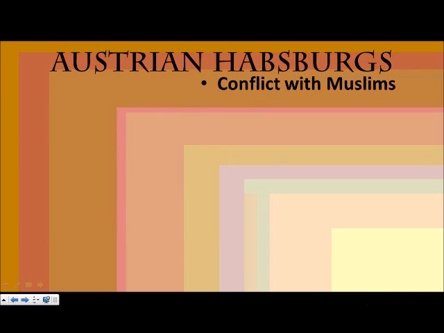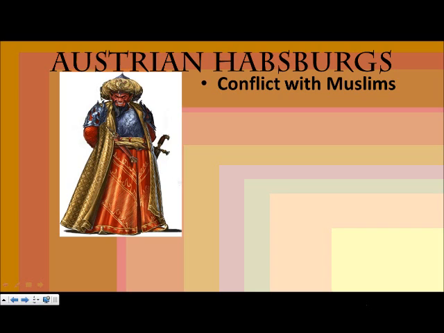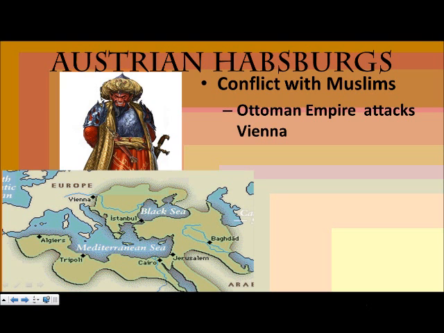Another issue Leopold has is a religious war ongoing, but not Christianity versus Christianity, but against Islam. The Ottoman Empire, and here is a horrible-looking Ottoman general. The Ottoman Empire attacks Austria because the Ottoman Empire was interested in getting power in Europe. They had already tried to go through Spain. Now they're going to try the other way. They're going to try and attack Vienna and then get a foothold within Europe.